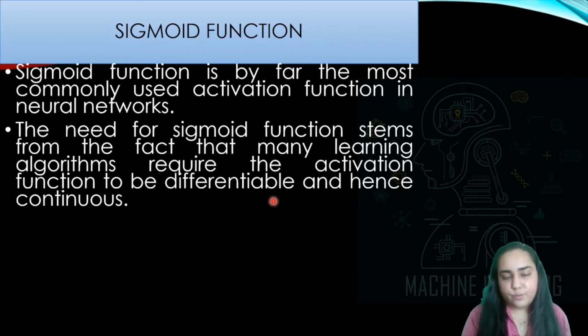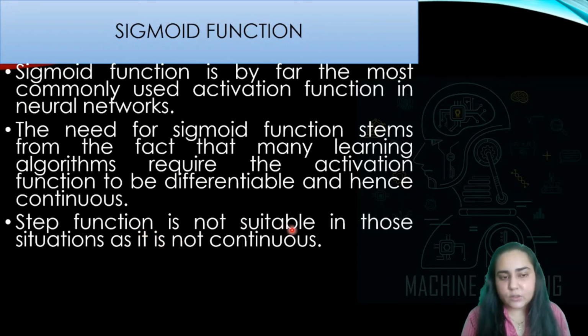Okay, so the function that we just saw was not completely differentiable, but in a neural network and many learning algorithms, we would want a function to be differentiable as well as continuous. And the step function that we just saw is definitely not suitable in those situations because it's not continuous. It either gives you a 0 or a 1, but nothing in between. So it's not continuous, it's discrete. And so it's not suitable for algorithms that require a continuous function.